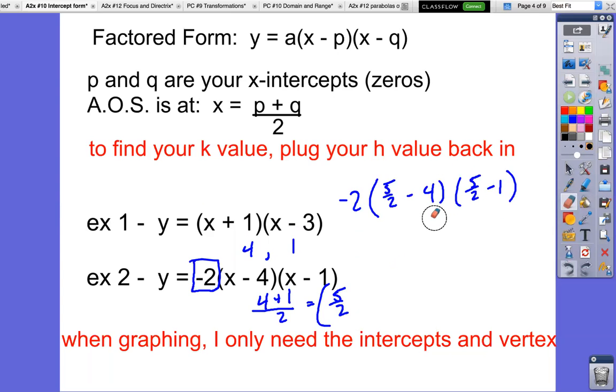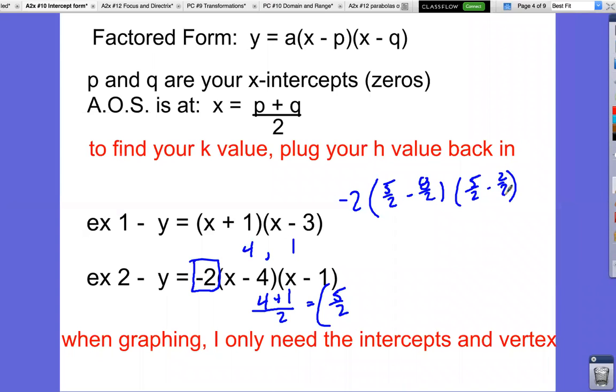You see how this is 4? Multiply it by 2 and then put it over 2. That's a 1. Multiply by 2, put it over 2. So that's really going to be 8 halves, and this is 2 halves. 5 halves minus 8 halves is going to be negative 3 halves. 5 halves minus 2 halves is positive 3 halves.